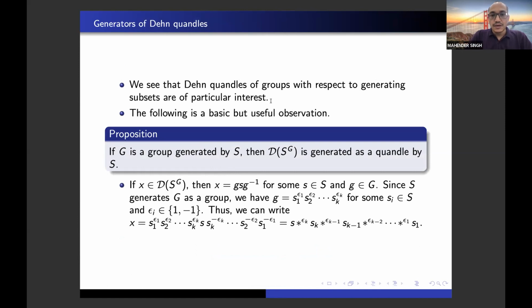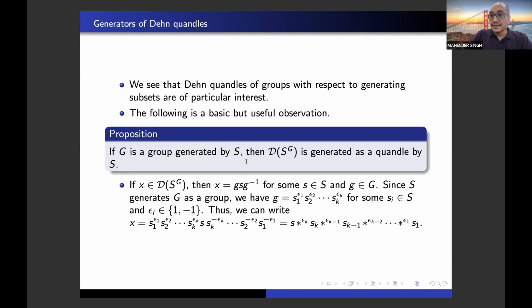So Dehn quandles of groups: of course it depends on the group, and it depends on the subset that I choose. When the subset is a generating set, this is of particular interest. The following observation is very basic, but quite useful, as we will see later on. If G is a group generated by the set S, then the Dehn quandle is, as a quandle, generated by the same set S. This is extremely elementary, but let me give you the proof. You take an element, a conjugate of a generator, write that generator as a word, and just rewrite this expression in terms of the star operation, because the star operation is conjugation. Okay, that's it.